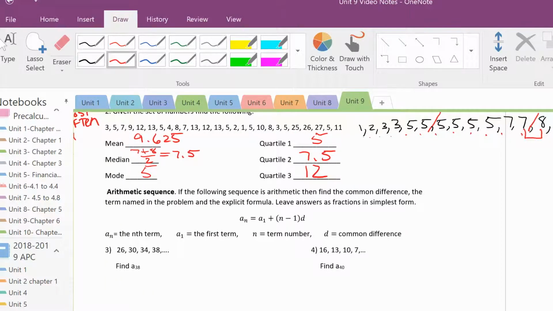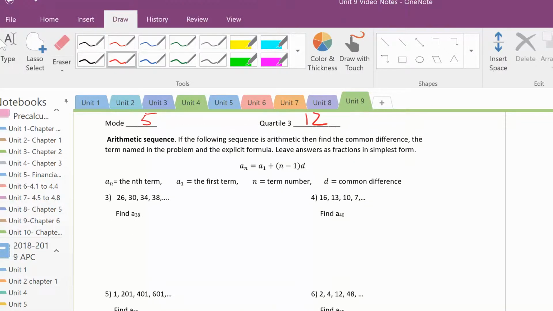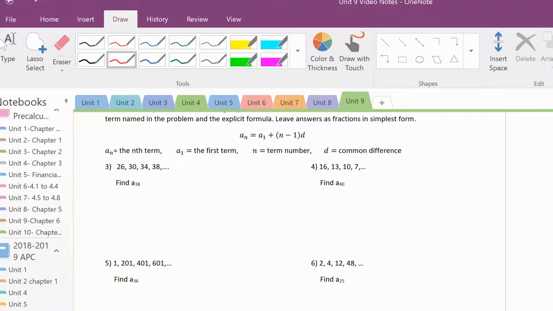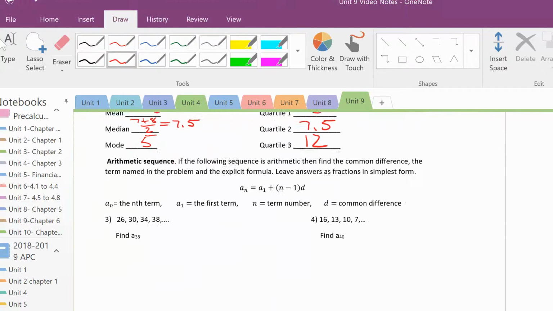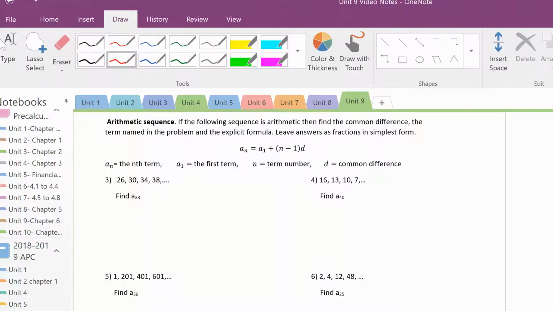All right, next we're going to talk about an arithmetic sequence. An arithmetic sequence is a sequence that has a common difference that you add from one term to the next. So, for example, 26, 30, 34, 38 is an arithmetic sequence because you're adding 4 to go from one term to the next. The first term in the sequence is 26.